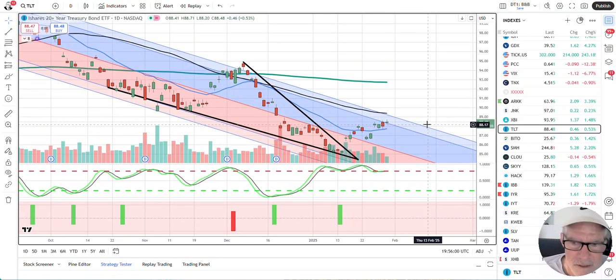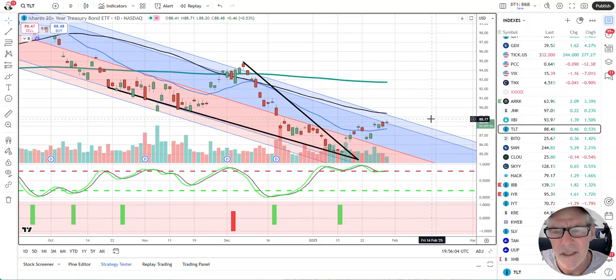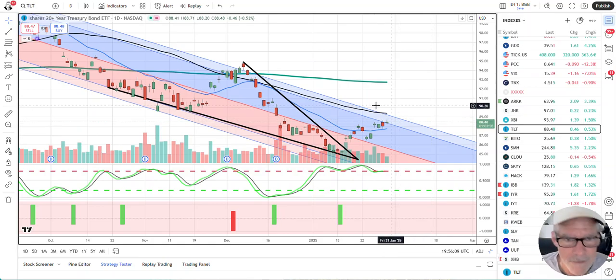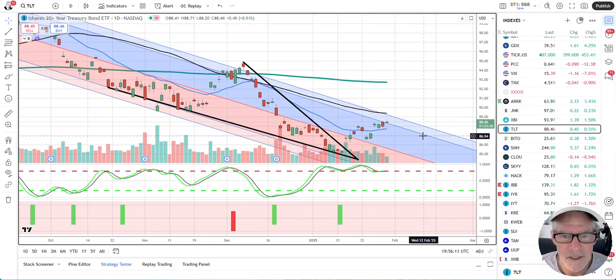I'm long some bond calls in my live options room. We just bought those in yesterday on the dip, and I do think that bonds are, if you can leverage them, TMF is a good way to play this. Calls on TLT, another good way to play this. But I do think that these bonds will do better than they did in 2024.